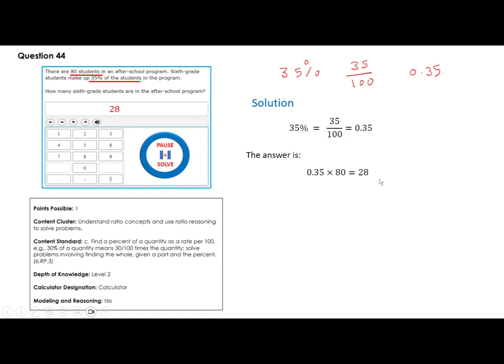And it makes sense. Always make sure that your answer makes sense. That's about 1/3 of this, okay? Or you can do 35 over 100 times 80.